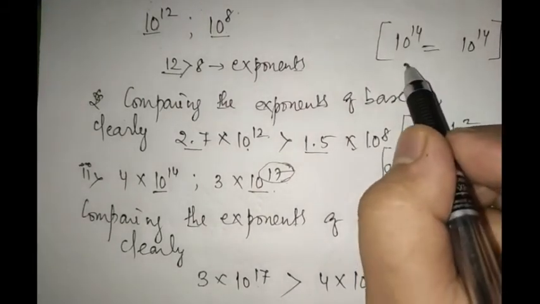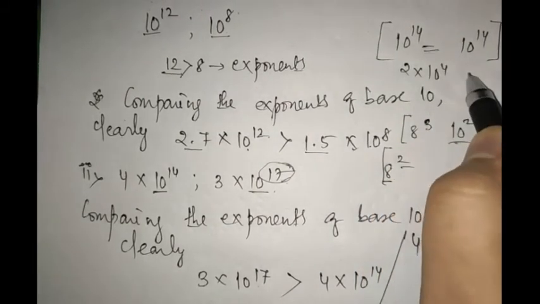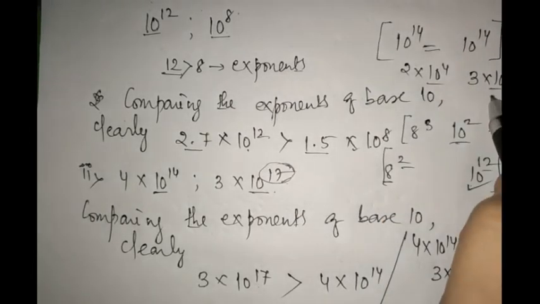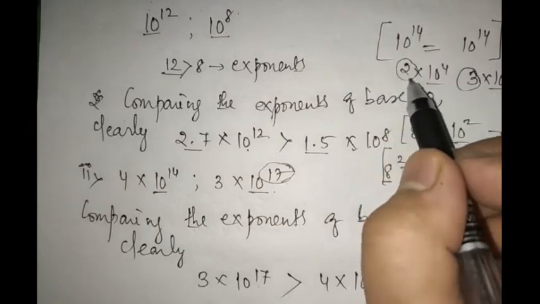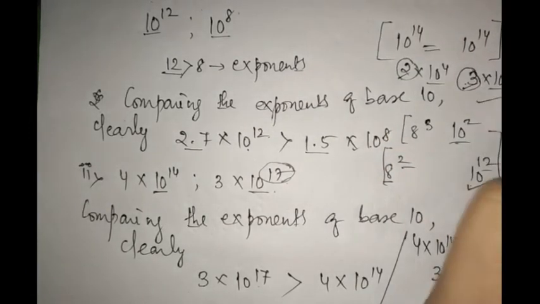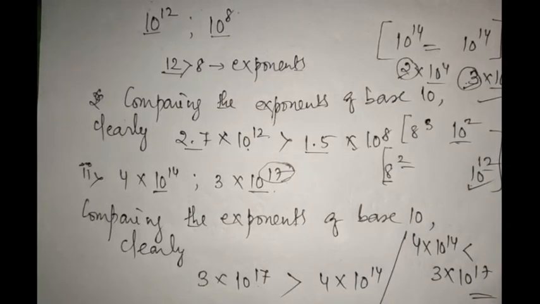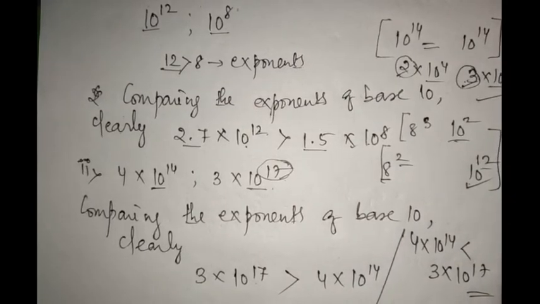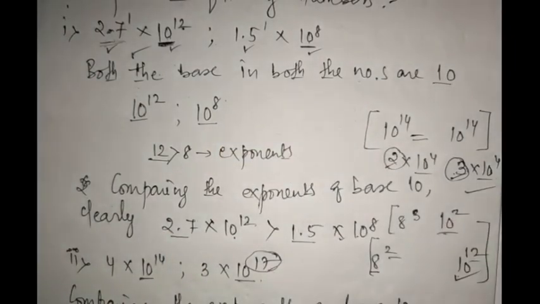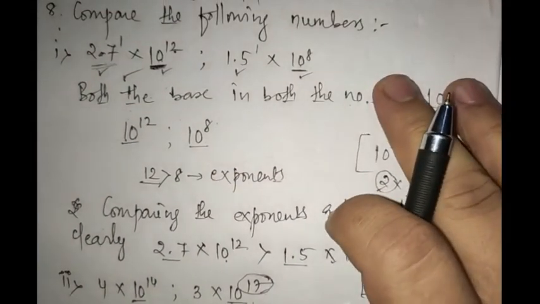But if you have 2 into 10 to the power 14 and 3 into 10 to the power 14, we cannot compare with this exponent. You will look at the natural number now, whatever number is given. So 2 or 3, 3 is greater, so this number is greater. So there are many ways to compare, but we are doing exponents. So now with the help of the exponential base, we have solved question number 8.